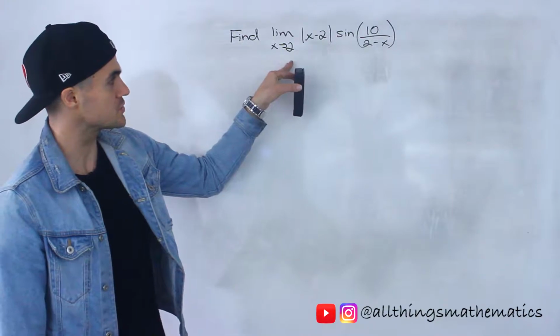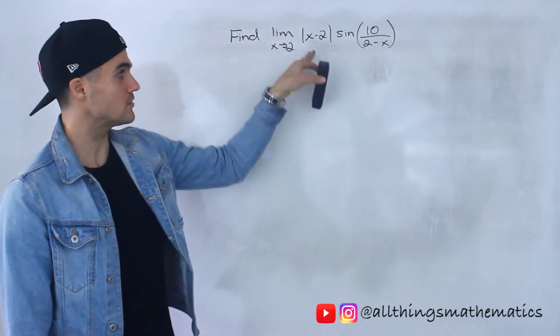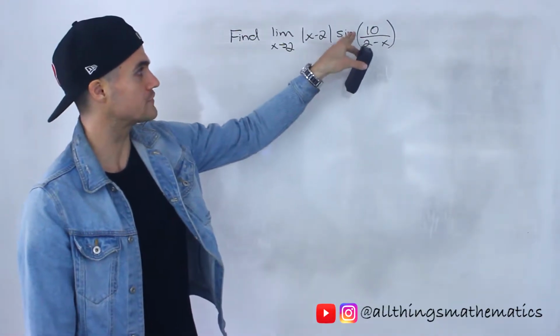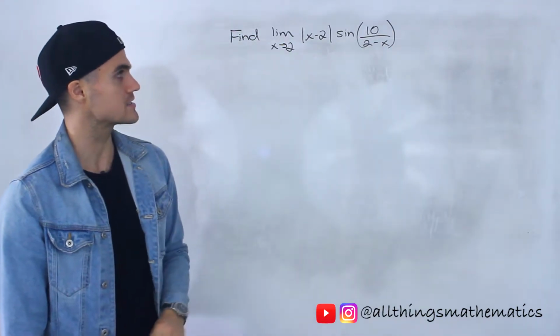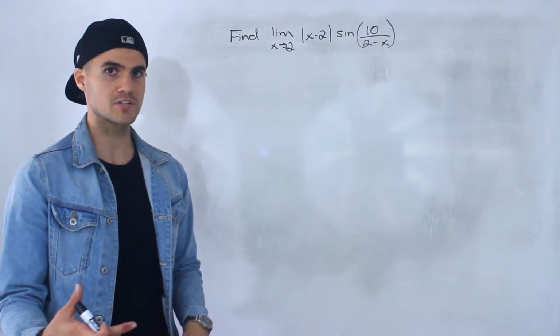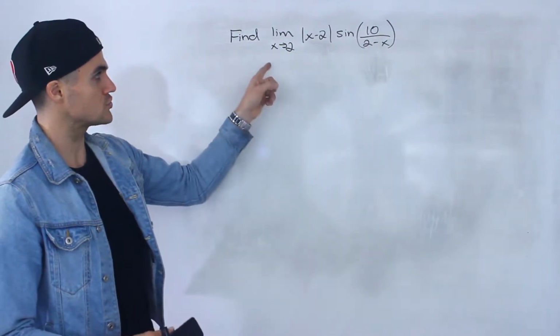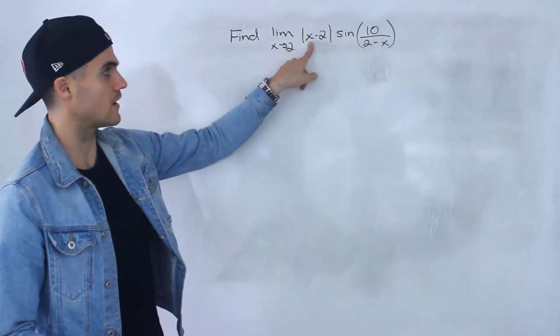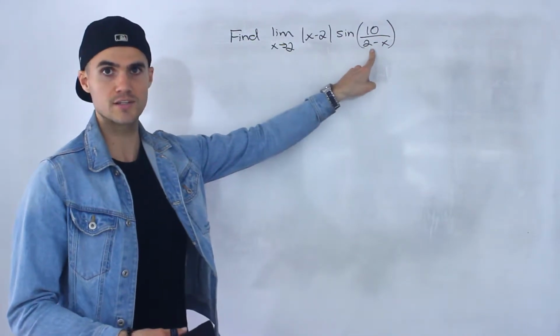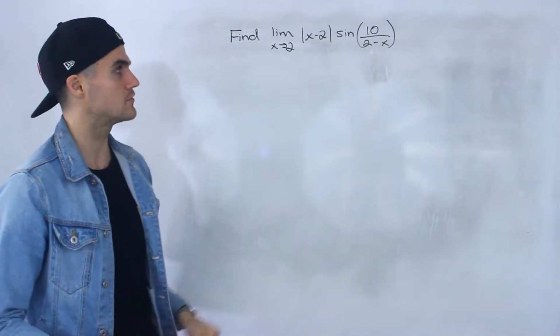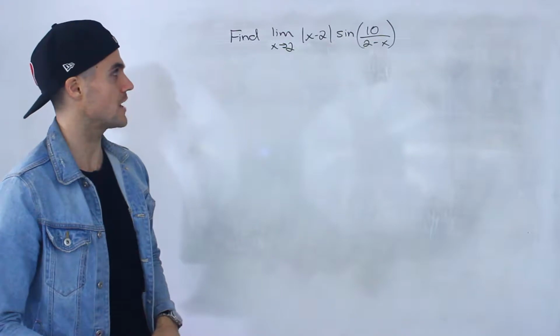The limit as x approaches 2 of the absolute value of x minus 2 times sine of 10 over 2 minus x. Notice with this particular limit, we can't do a direct substitution. If we plug in 2 for x, this would be 0. That's fine. But notice here, we're going to get a denominator of 0. Can't be dividing by 0. So we've got to use some other strategy.